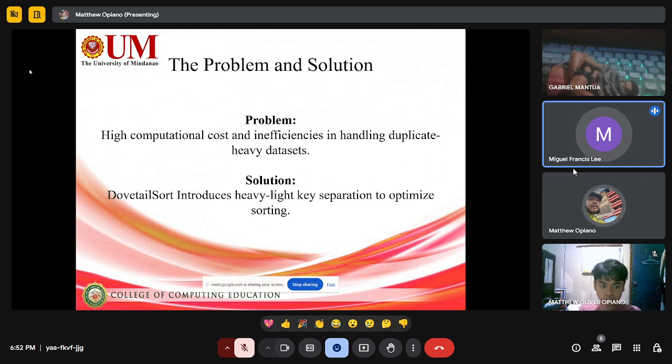The core problem we identified is the high computational cost and inefficiencies of existing algorithms in duplicate-heavy datasets. Our proposed solution is dovetail sort, which introduces a unique approach known as heavy light key separation to reduce redundancy and optimize performance.